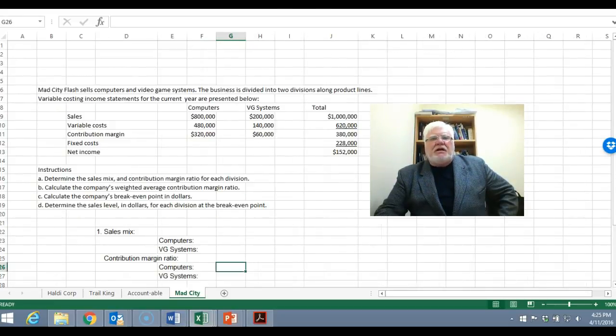Now the last product is a little more comprehensive. They don't give you the sales mix, but they give you the total sales of computers and VGS. So the total sales are $1,800,000 are computers, 200,000 VGS. So you must figure out the sales mix. Then secondly, they don't give you the contribution margin ratio here, so you must calculate that.